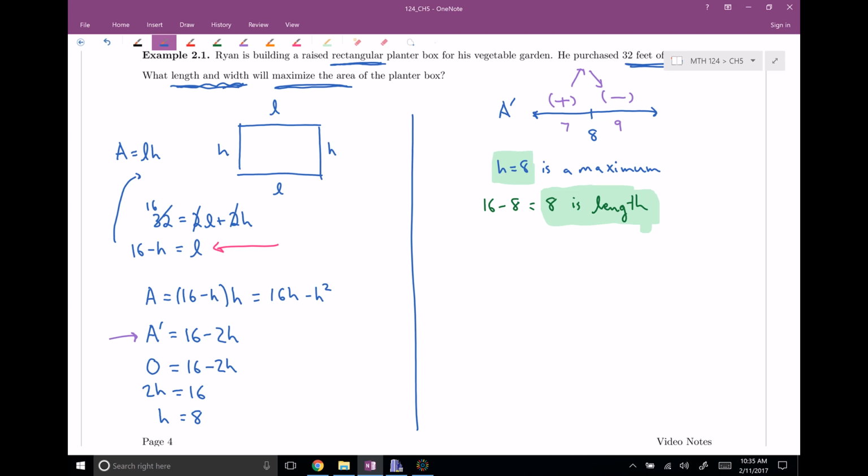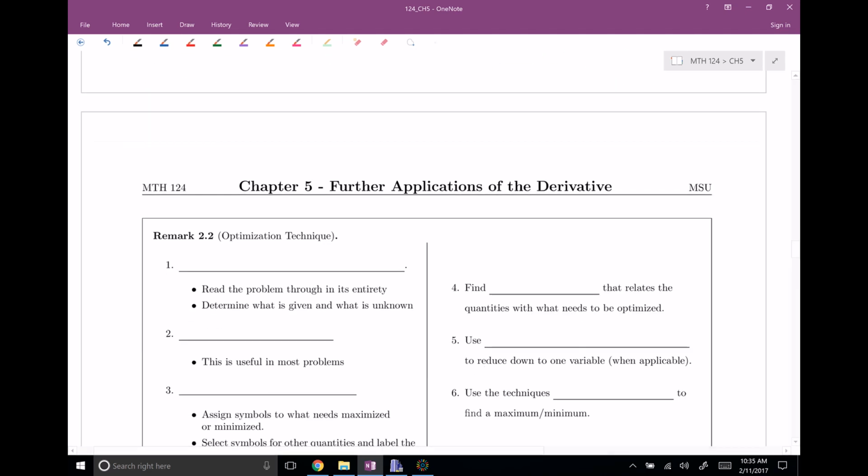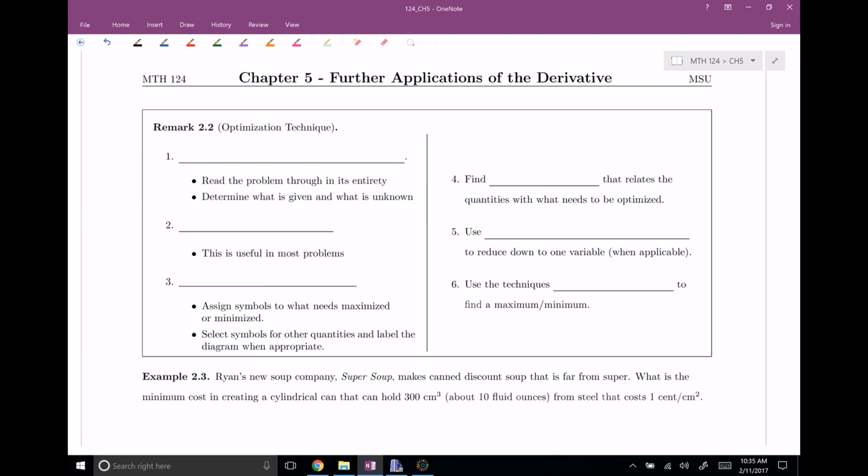But I would like to take what we did in this problem and try to bottle it, right? I would like to come up with a technique that we can apply to other types of problems, because this is a little bit confusing, so I want to give us a guide to do these problems. So here it is, optimization technique.